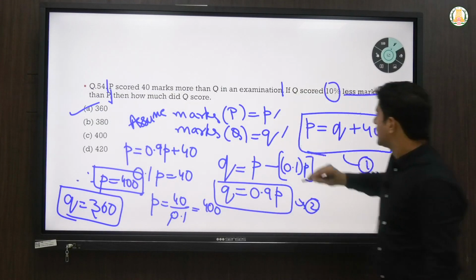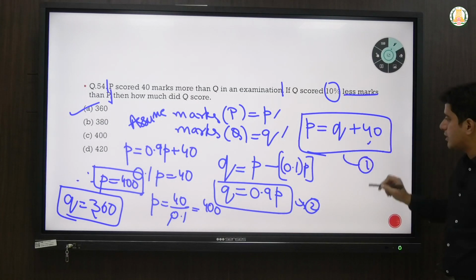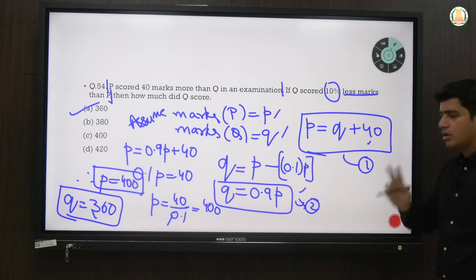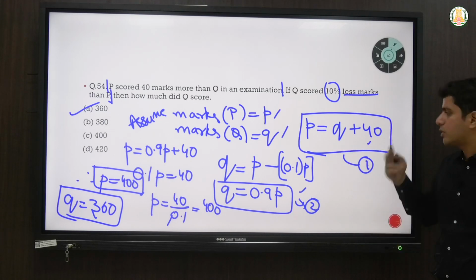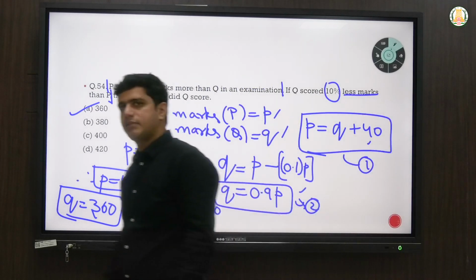Assumptions I made, then I'm slowly forming the relations between these assumptions. This is the first relation, this is the second relation. For two variables, two relations, or two equations, are enough, then you will get the answer. By simple algebra also you'll get it.